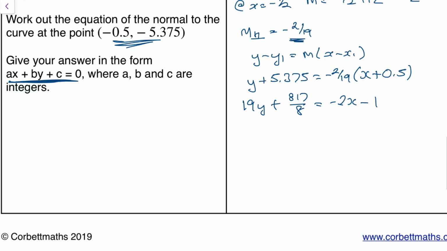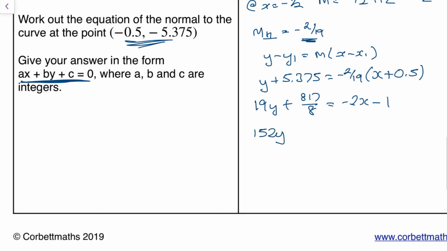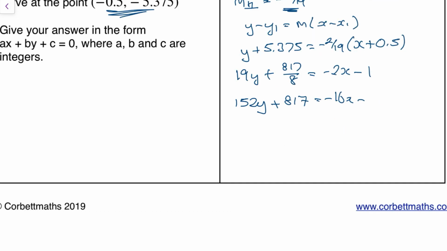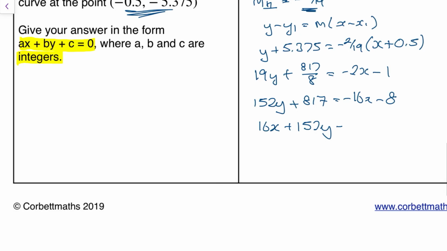Then I'm going to multiply everything by 8, so 19 times 8 is equal to 152y plus 817 equals minus 16x minus 8. Now, why have I done that? The reason I've done that is because it tells me here that this needs to be in this format where these are integers. And I've now made them all into integers, which means I can collect everything to the appropriate side. So 16x on the left-hand side plus 152y plus, well, 817 plus 8 is going to be 825. That is equal to 0.